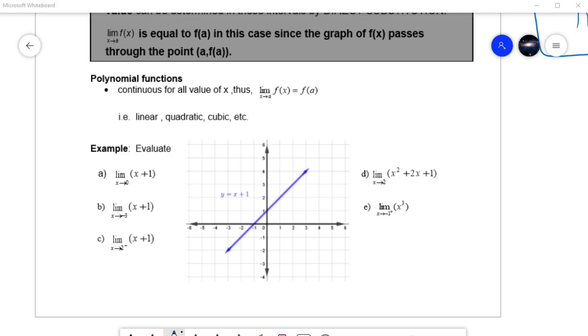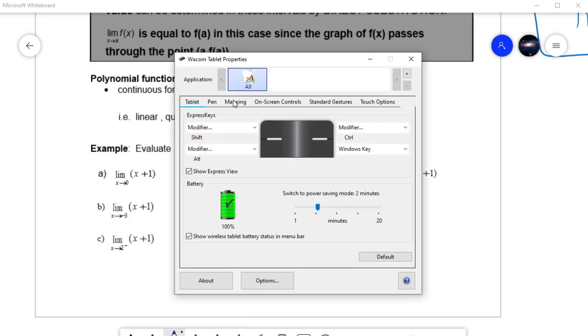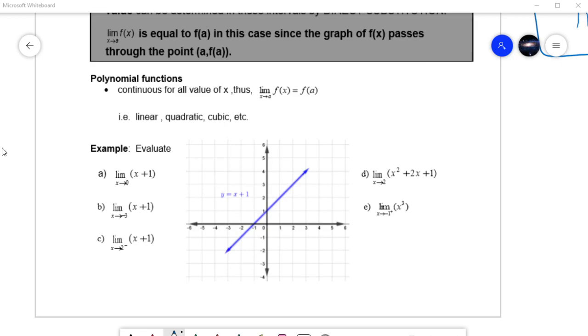So for instance, if I oh, sorry, I gotta fix my tablet again. I'm on my other page. Okay, I want to go on monitor 1 today. That should hopefully do it.